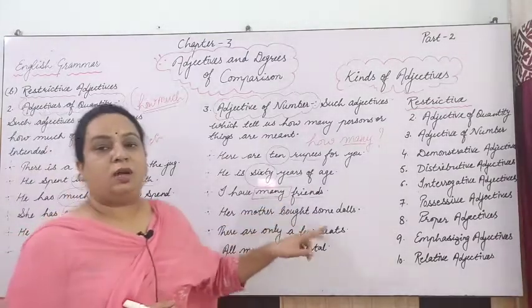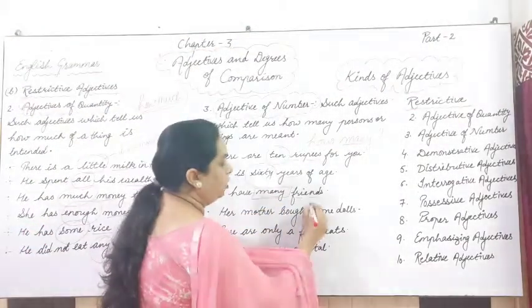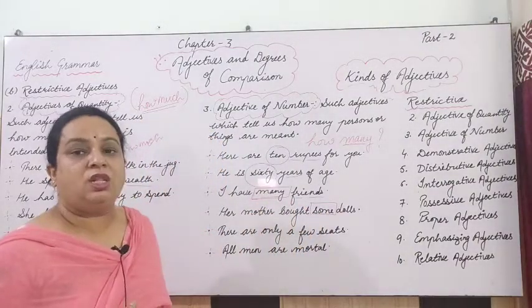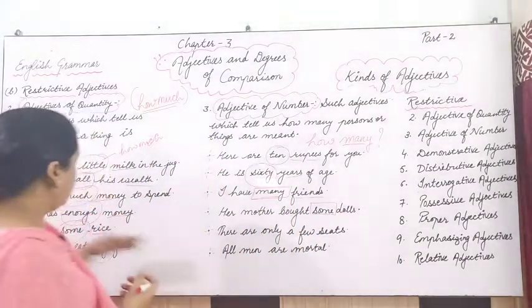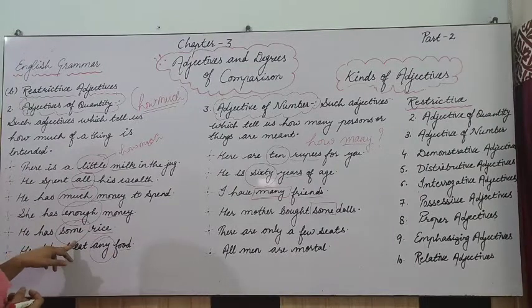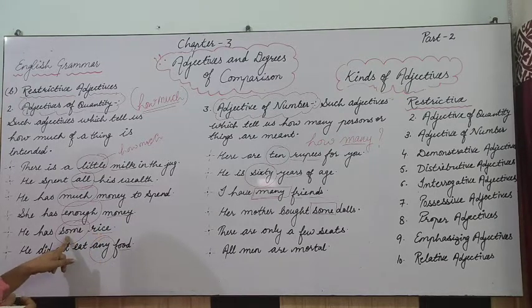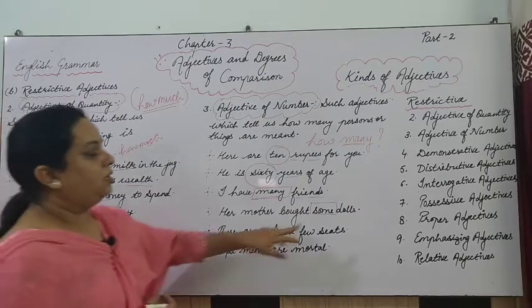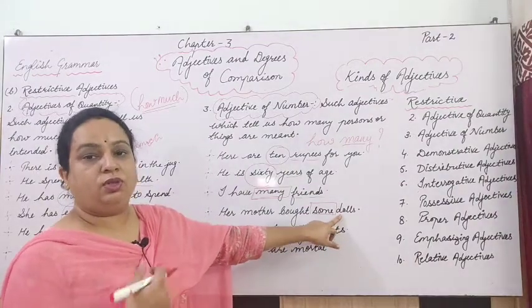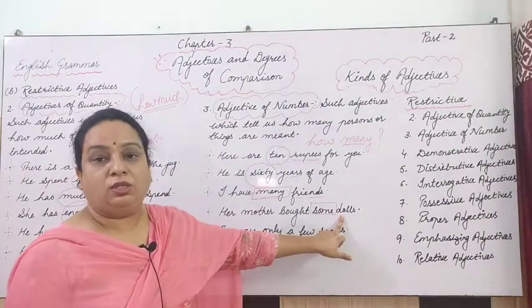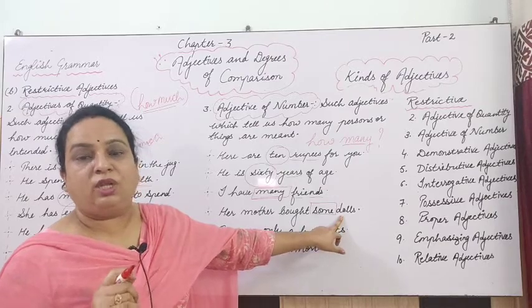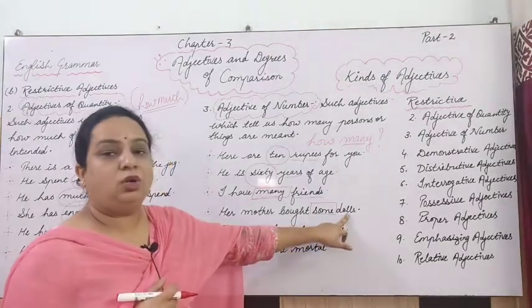"Her mother bought some dolls." Here this word "some" is telling us about the number, some dolls. But in the earlier sentence we also used "some" with rice. Rice is uncountable, so if "some" is written before it, that is an adjective of quantity. But here it is written before dolls, and doll and dolls we can count, we have both the forms, singular and plural, and this is countable.